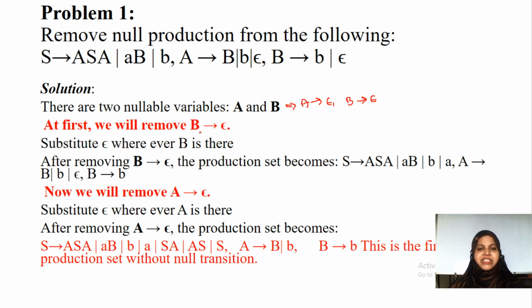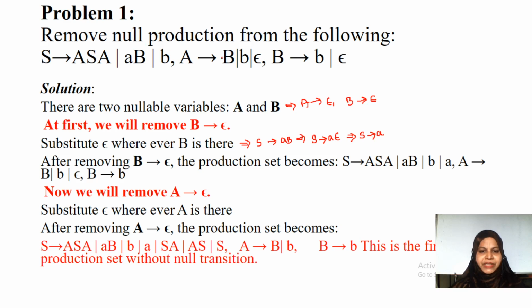Wherever B is there, we have to substitute this. See here, first check this one. S tends to ASA, A is there. Is there any B symbol? No. S tends to AB is there. So we have to substitute epsilon here. In S tends to AB, we substitute epsilon, then S tends to A is there. So we are getting one new production, right?